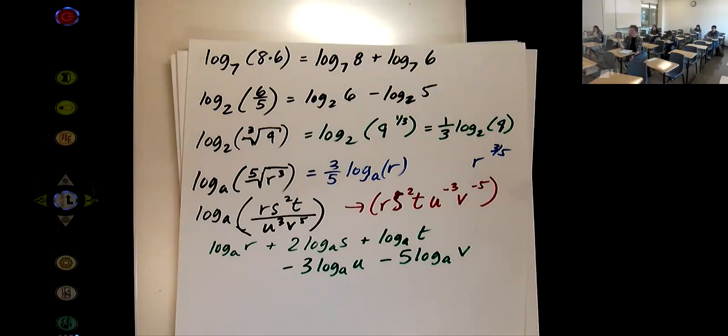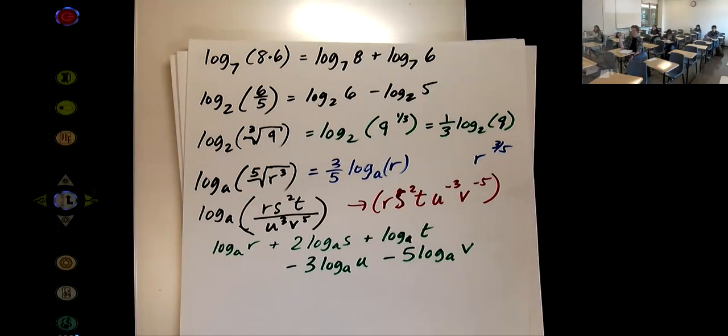When writing out that answer, with the -3 log a of u, would that come after the log base a of t? It can actually. With addition and subtraction, you can put it in any order, as long as you keep the minus with the right things. So it doesn't matter where it goes. Correct.